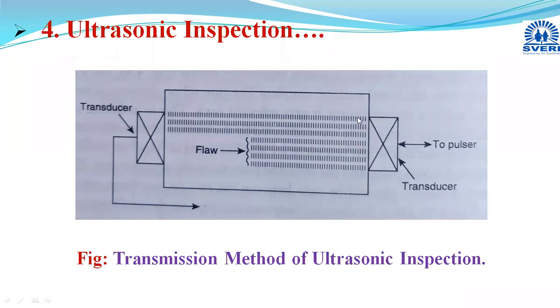Suppose these are the pulses, and this is the defect free area. If you check the output on the CRO screen, you will get a strong signal, and the related time is also calculated by using a timer. And if any kind of defect is there, suppose a defect is present at this area and the pulses are passed, then due to this defect area we do not receive the pulses at the other end.